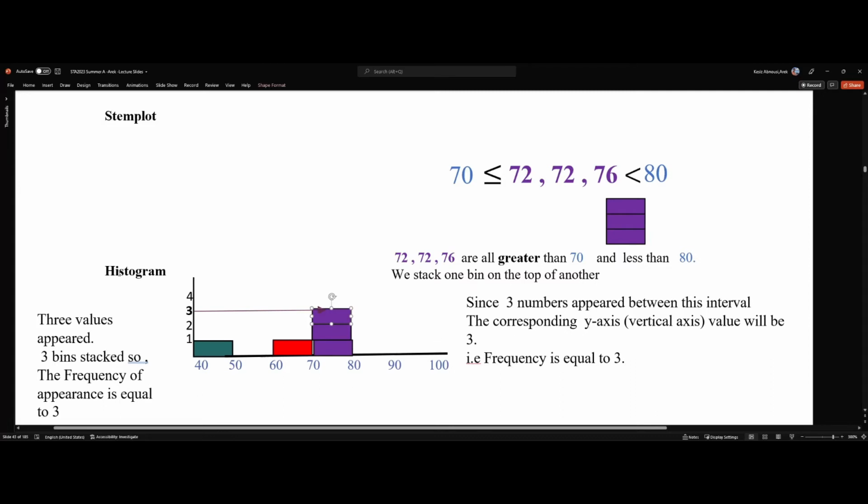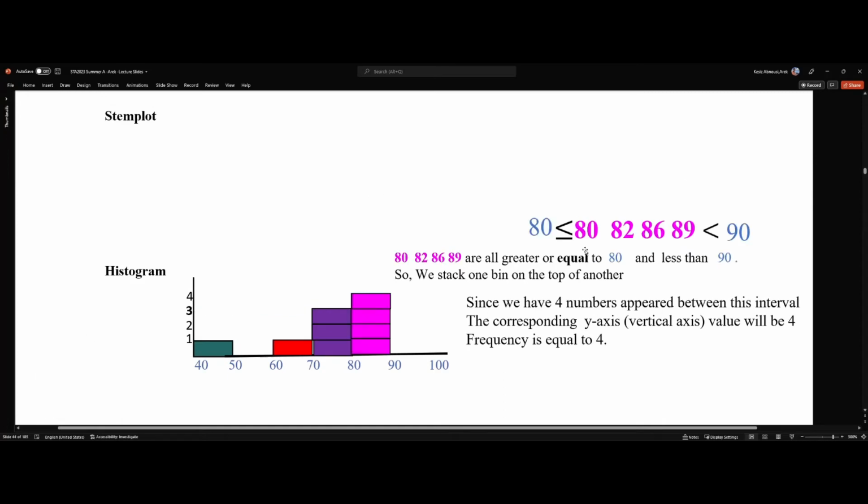And the y-axis corresponds to frequencies. These are the frequencies that have occurred. And again, this is the same as with the dot plot, 72, 70, 76 are contained here. And here it's the same thing. The 80, we'll include it here because it's larger than or equal to 80.